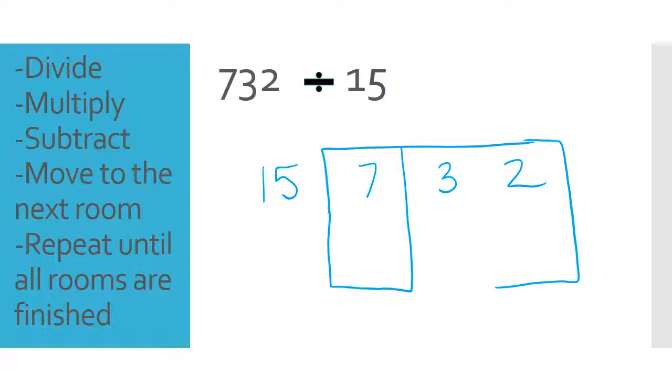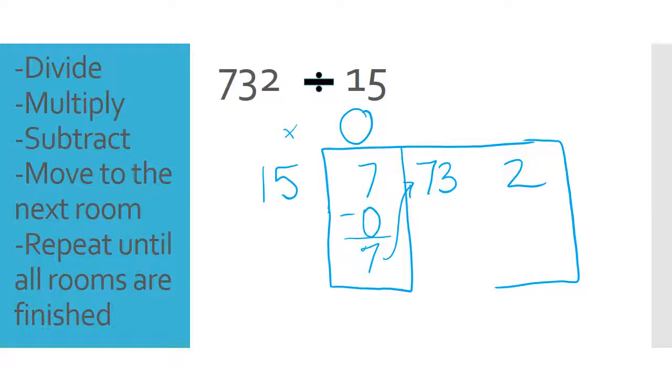How many times can 15 go into 7? Remember, I'm going to start the same way. I'm just going to divide every room separately. So if I look at this first room and I've got a 7, how many times does 15 go into 7? It can't. You can't put a size 15 foot in a size 7 shoe, so that's going to be a 0. 0 times 15 is 0. I subtract. I get my 7, which goes right up here into the next room.